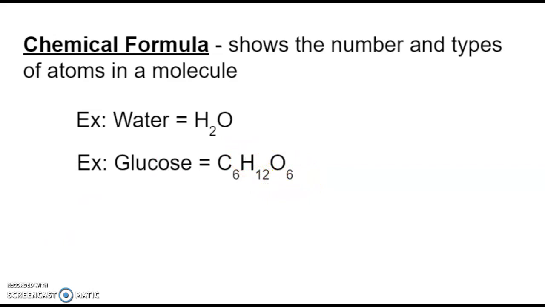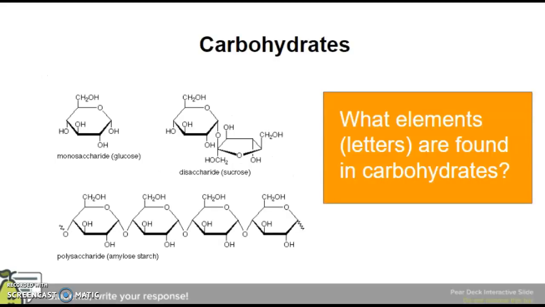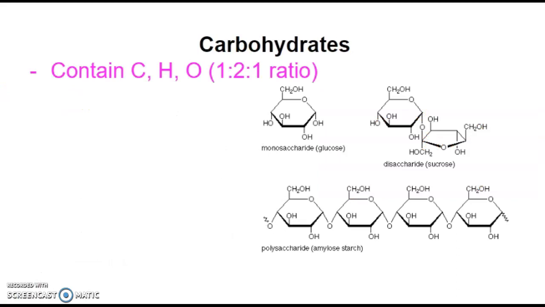So now that we have a little bit of the background for that, let's take a look at carbohydrates, because they're going to be the first organic molecule we're going to talk about. So you take a look at these pictures. We've got 1, 2, 3 different carbohydrates. And what letters do we see in all of them? We see C's, we see H's, and we see O's. So carbohydrates all have C's, H's, and O's. Typically they have a ratio of 1 C to 2 H's to 1 O.